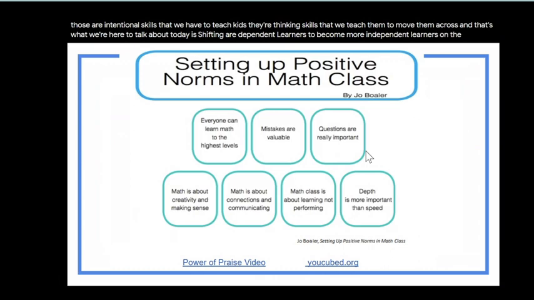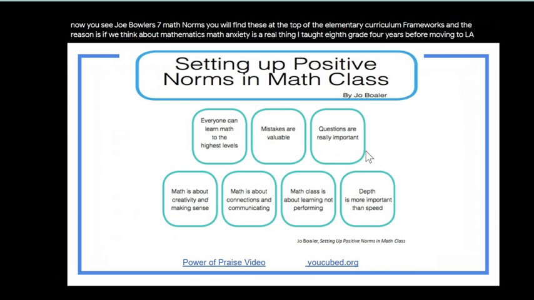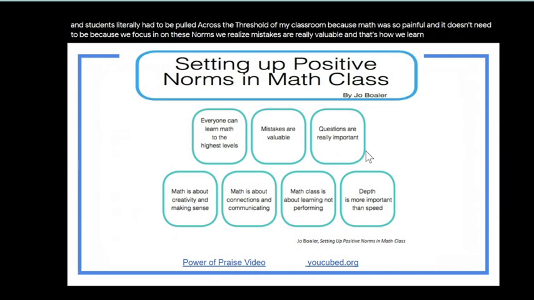On the display now, you see Jo Boaler's seven math norms. You'll find these at the top of the elementary curriculum frameworks. The reason is, if we think about mathematics, math anxiety is a real thing. I taught 8th grade for years before moving to elementary, and students literally had to be pulled across the threshold of my classroom because math was so painful. And it doesn't need to be, because when we focus in on these norms, we realize mistakes are really valuable, and that's how we learn.